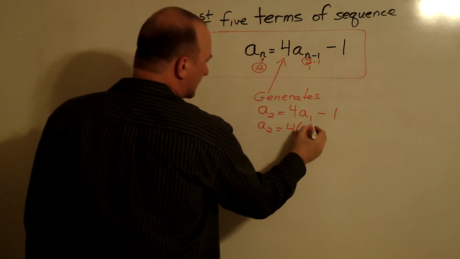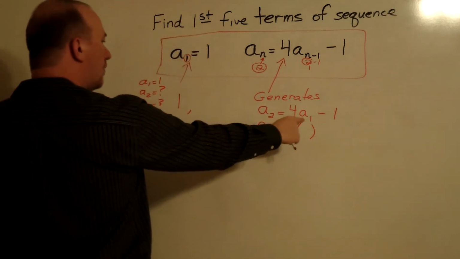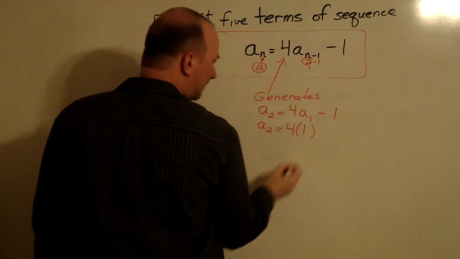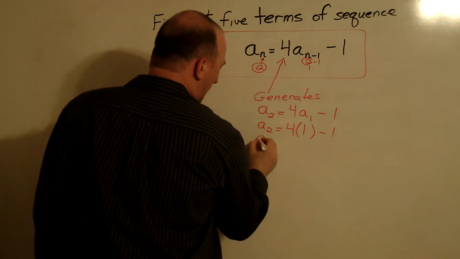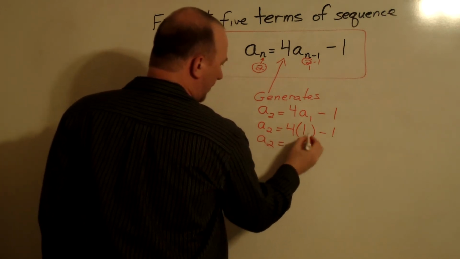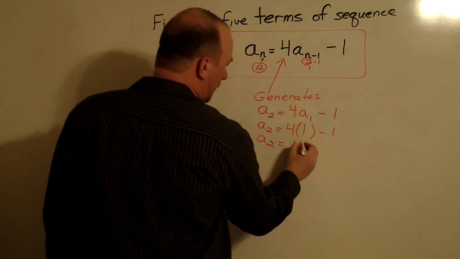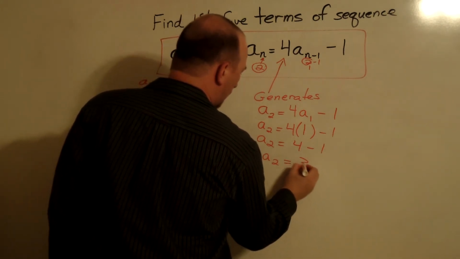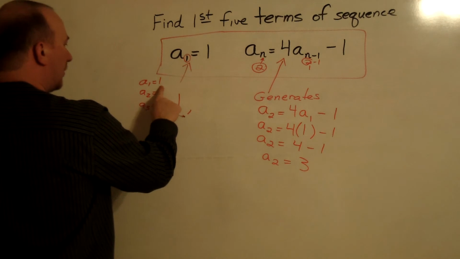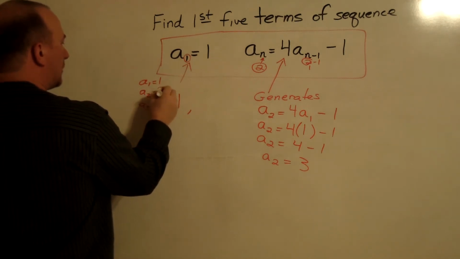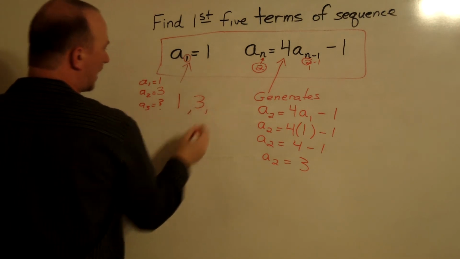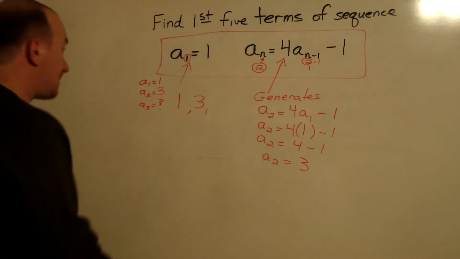Let me put that in parentheses so we keep it straight. What is A sub 1? Well, they give it to you. 1. You do your mathematics, your order of operations. 4 times 1 is 4, minus 1. So A sub 2 equals 3. We now know that A sub 2 is equal to 3. So our sequence goes 1, 3, and now we look to see what's the next one.